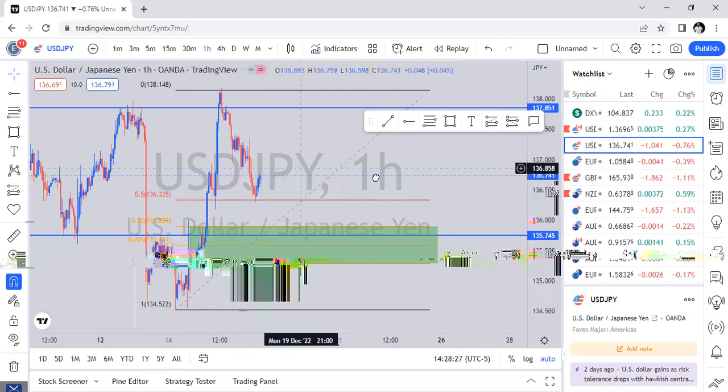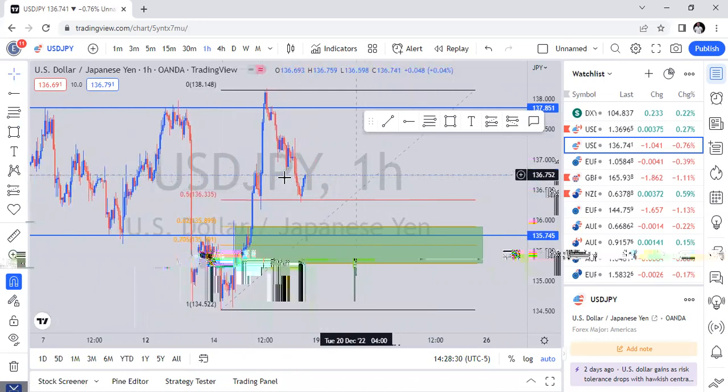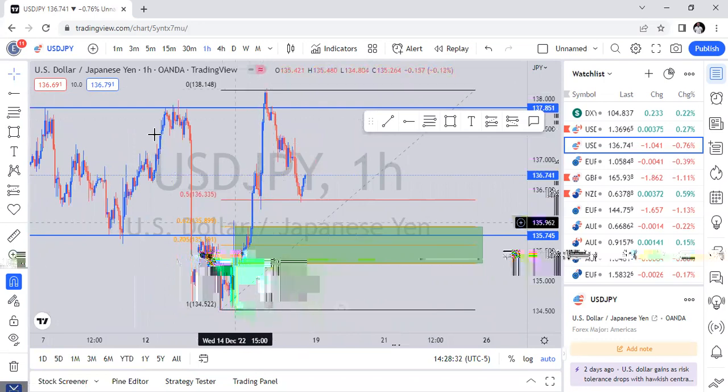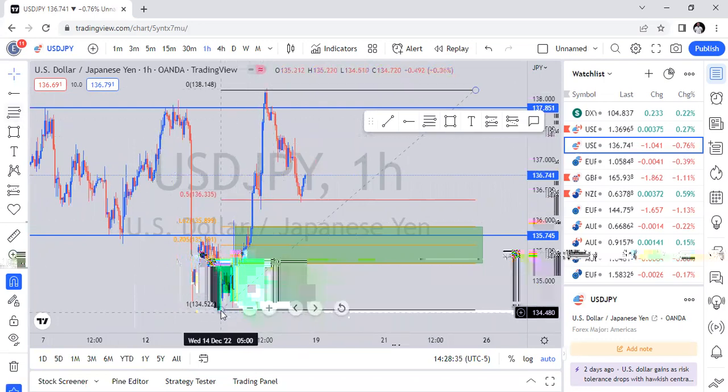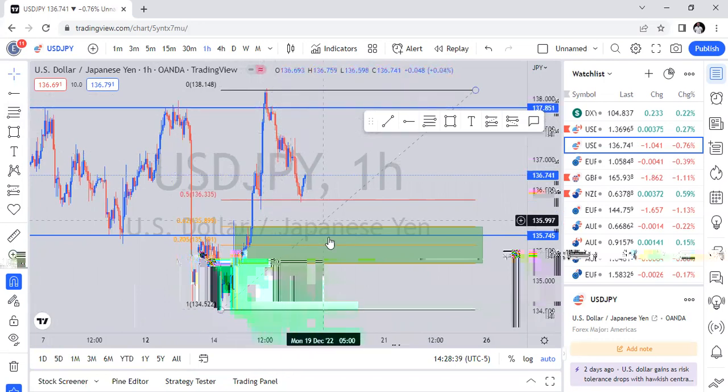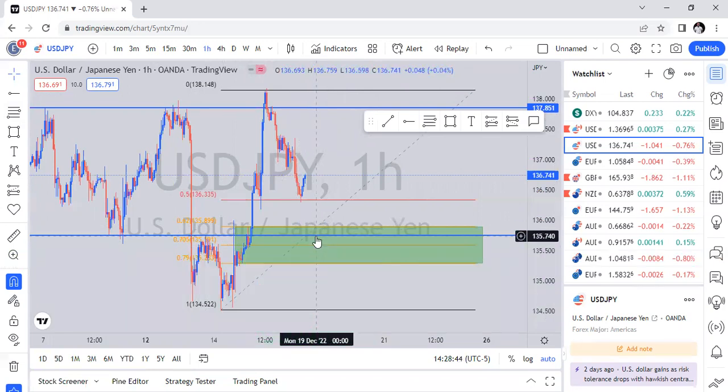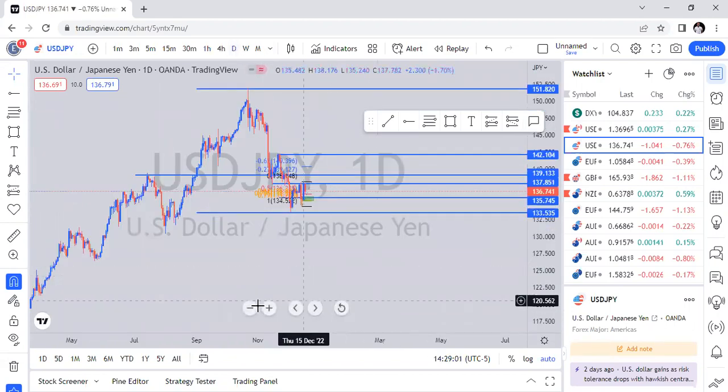So for beginners, you can actually use the Fibonacci. Swing it from the low up to the high, and then watch it retrace down to these key levels here. These levels, your 62, 70, or 79 retracement level, are good levels that you can look at placing trades.